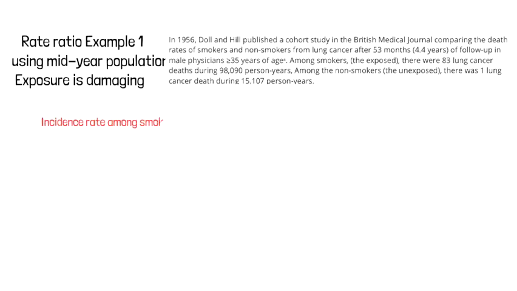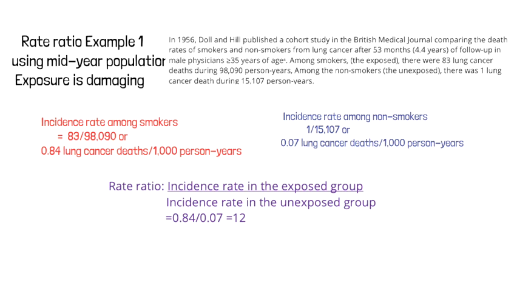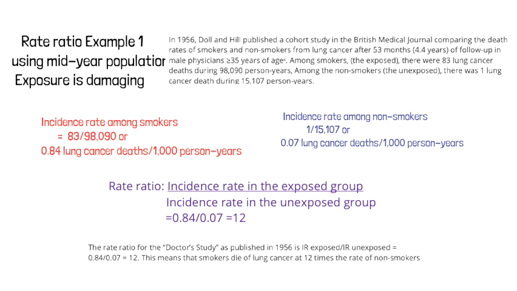Incidence death rate among smokers is 83 divided by 98,090 or 0.84 lung cancer deaths per 1,000 person years. Incidence rate among non-smokers is 1 over 15,107 or 0.07 lung cancer deaths per 1,000 person years. The result for this study shows that smokers die of lung cancer at 12 times the rate of non-smokers.